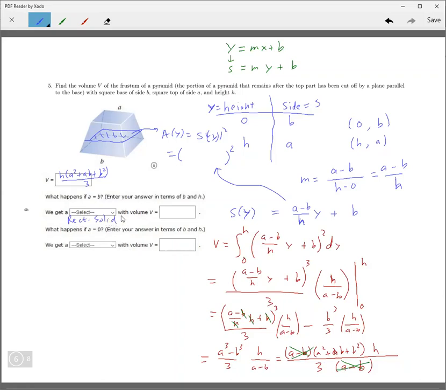And the volume is just going to be HB squared, because A is B. So if you set A equal to B, then this is going to be B squared plus B squared plus B squared all over 3. So that's going to be HB squared. And then if A is 0, then we get a square pyramid. And the volume is going to be, just at A equals 0 here, you're going to get HB squared over 3.